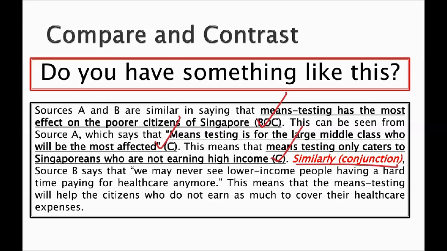Easy enough to remember. Source B says that we may never see lower income people having a hard time paying for healthcare anymore. So this is the C for source B, and here's the connect for source B. This means that means testing will help citizens who do not earn as much, so lower income people. They would not have to struggle to pay for healthcare, right? This means testing will help them to cover their expenses, which is why they do not have to worry about paying so much anymore.